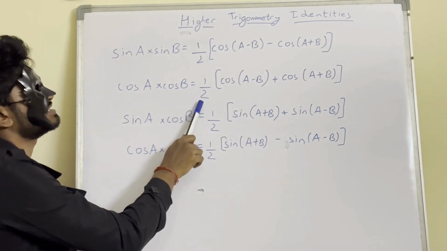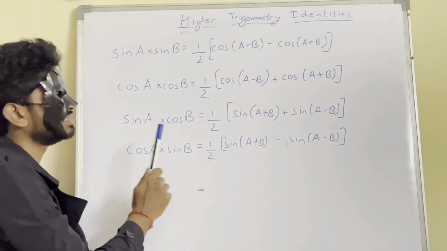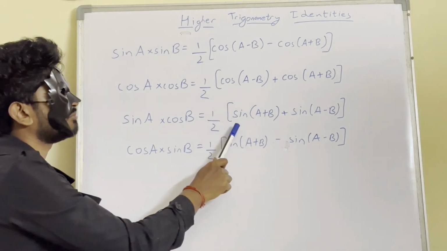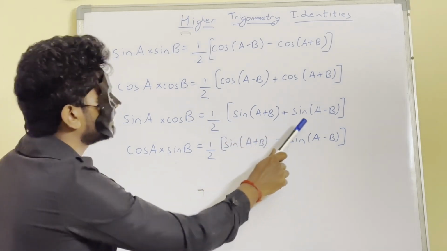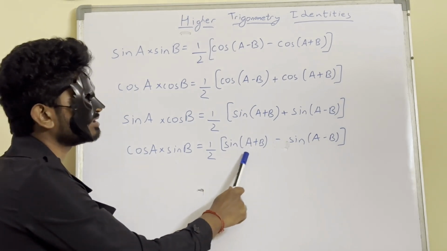Cos A into cos B is equal to 1/2 into [cos (A minus B) plus cos (A plus B)]. Sin A into cos B is equal to 1/2 into [sin (A plus B) plus sin (A minus B)]. Cos A into sin B is equal to 1/2 into [sin (A plus B) minus sin (A minus B)].